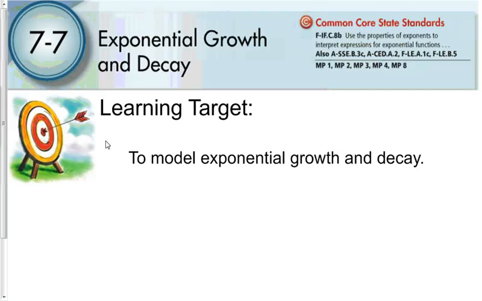Alrighty, section 7.7 is called Exponential Growth and Decay. So our learning target today is to model exponential growth and decay. So that's what we're going to do. We're building off of our last section, which was about exponential functions, and we're specifically talking about what the difference between exponential growth and exponential decay is.